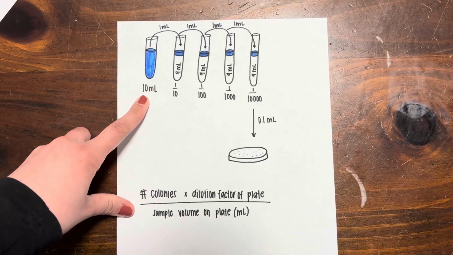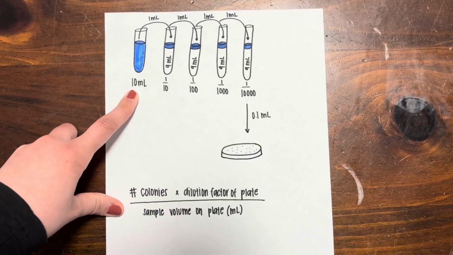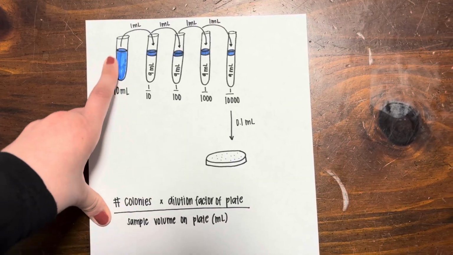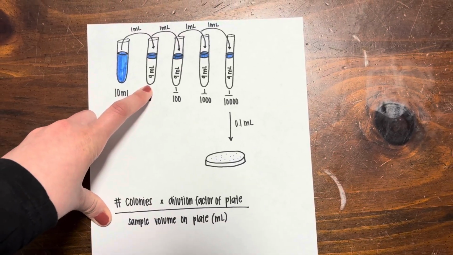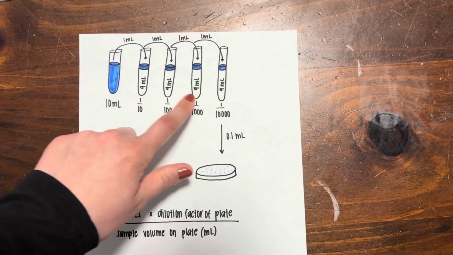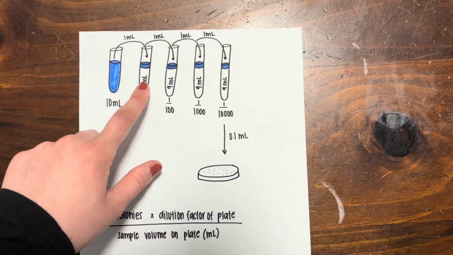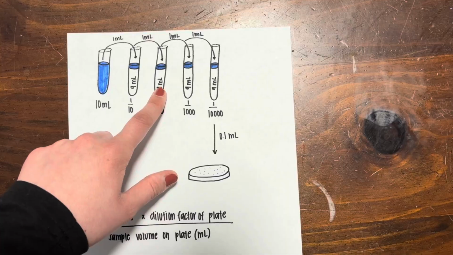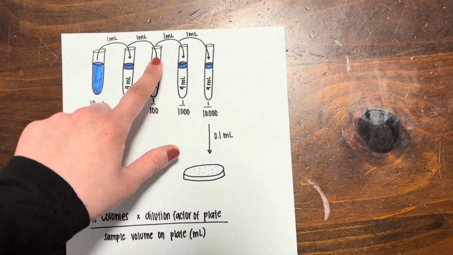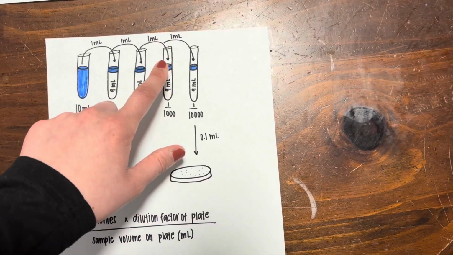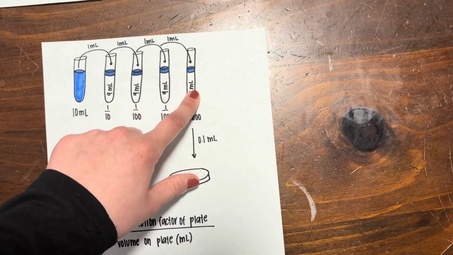And so we will be starting with 10 milliliters of an undiluted sample, and then transferring 1 milliliter into a tube that has 9 milliliters of water. Each of these tubes already has 9 milliliters of water. We would take 1 milliliter from this now 10 milliliter tube into the next one, 1 milliliter from this now 10 milliliters into the next one, and then 1 milliliter from the 10 milliliters into the last one.